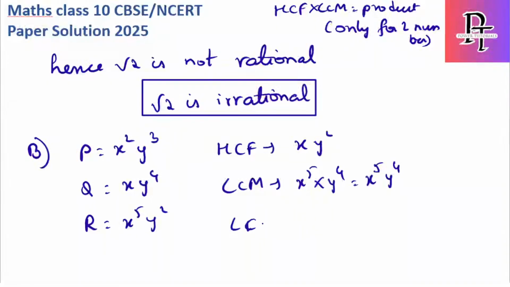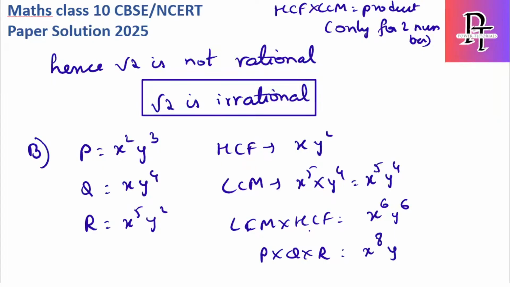LCM into HCF, if I do it, I get x power 6 into y power 6. What is P into Q into R? For x the power is 2 plus 3 plus 5, which is x power 10, and for y, 3 plus 4 is 7, 7 plus 2 is 9. If you notice, these two are not equal. We have to say that LCM into HCF is not equal to P into Q into R, because it holds for two numbers, not for three numbers.